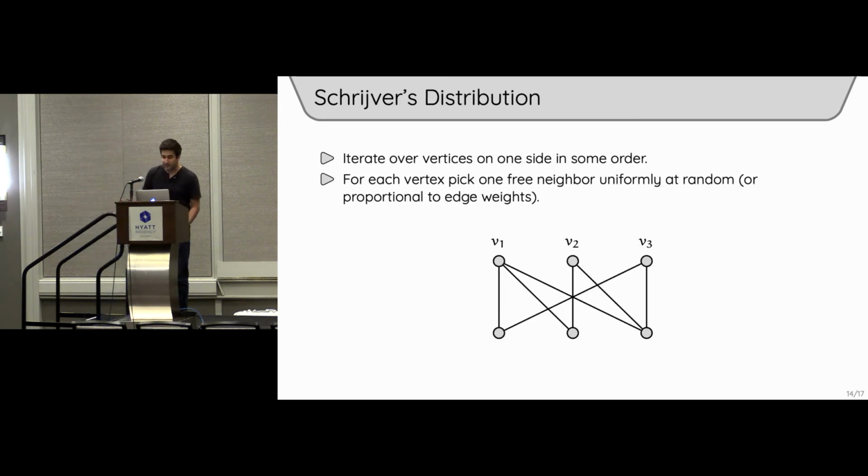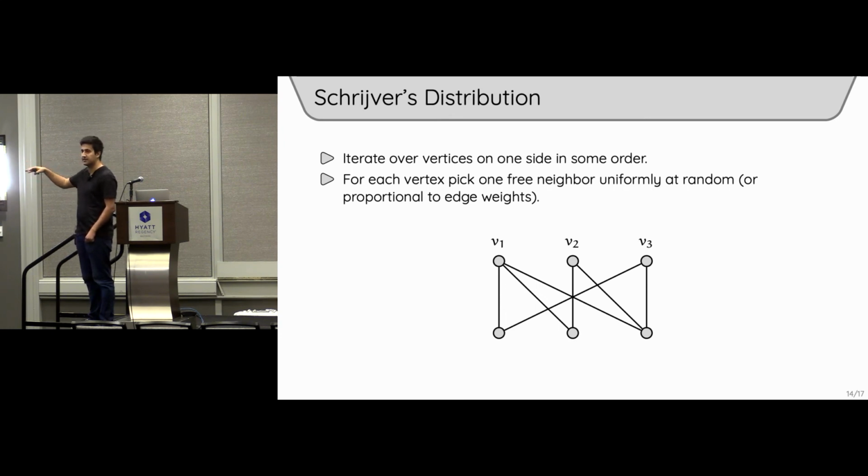So what Schrijver did was he constructed the distribution in a sequential way. He said, look, I have a bipartite graph. I want to sample a perfect matching from it. I order the vertices on one side in some arbitrary order. I go over each vertex, and I pick one free neighbor for it uniformly at random or proportional to the weights. So for example, if you're choosing a neighbor for V1, maybe you choose this one out of the 3 uniformly at random. Now, both V1 and its neighbor can no longer be matched. I go over to V2. From its neighbors, I choose one uniformly at random. Maybe I pick this one, and I go over V3. That's the perfect matching I got. So nu is the distribution you get using this.